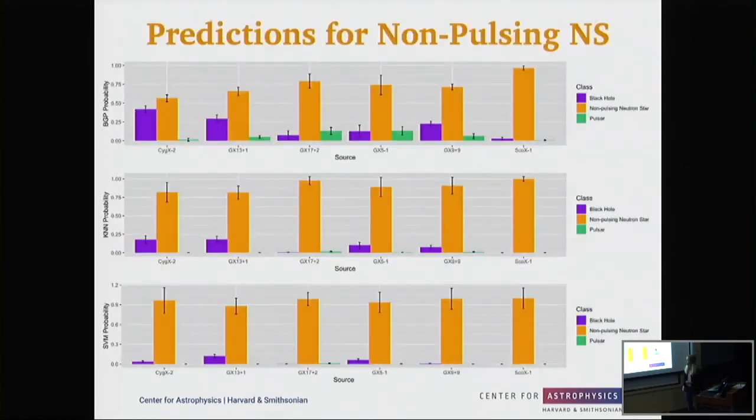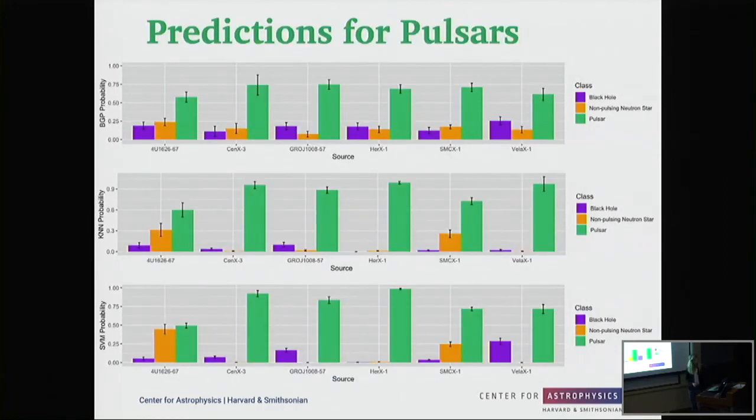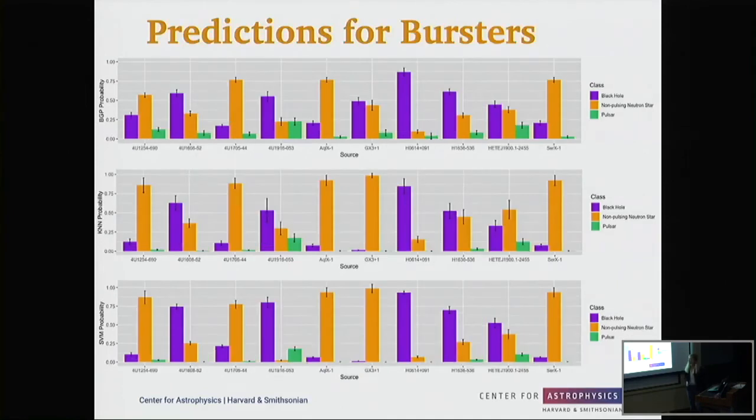Now, for non-pulsing neutron stars, it looks great. We see that it classifies all of them correctly as non-pulsing neutron stars, which is very promising, especially considering the fact that, again, we're only using 21 training examples instead of thousands or hundreds of thousands. For pulsars, we see that it also outputs the correct predictions for every single one of them. However, it's not perfect. For bursters, which are a special subclass of non-pulsing neutron stars, we see that they often tend to be misclassified as black holes.